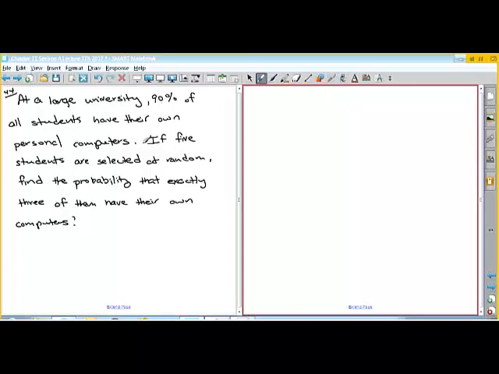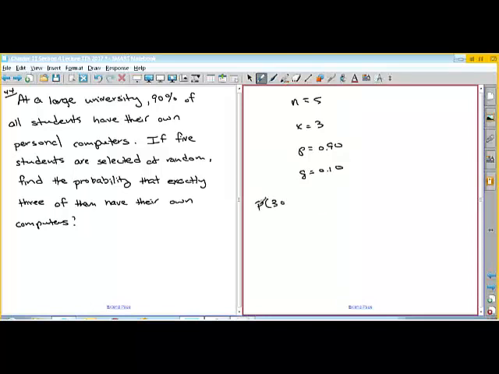Okay, number 44. At a large university, 90% of all students have their own personal computers. If 5 students are selected at random, find the probability that exactly 3 of them have their own computers. So, what is N? 5. We only have 3 numbers here: 0.9, 5, and 3. So N is 5, X is 3, P is 0.9, Q is 0.1, okay?